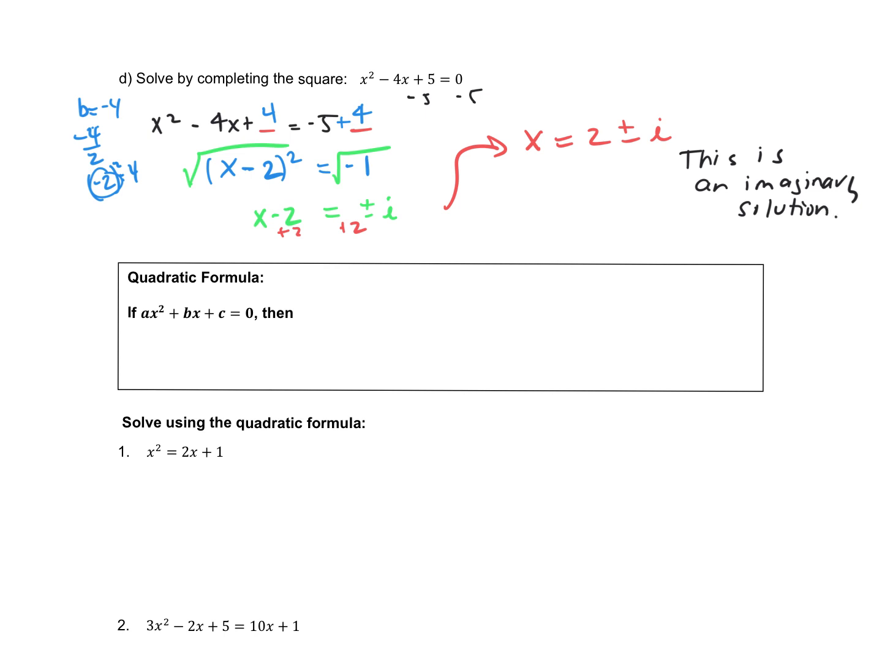When you look at graphs that have the i in it, what it's telling you is that for something like this, it opens up because this is positive. This graph will never cross the x-axis. So therefore, that's why it's an i. There's not going to be any x-intercept there. So that's what that means.